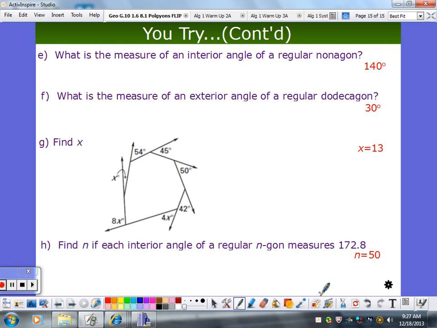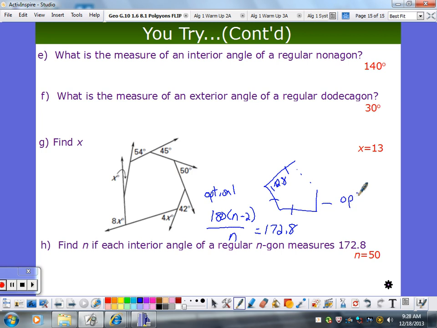So here's what I got. E is 140, and F is 30. Yes, question? H. Okay, so H is where option one, option two come in. Each interior angle of a regular n-gon is 172.8, so I've got some polygon, and each one of these is 172.8, and it's regular. So how do I find the angles of a polygon when it's regular? I can do 180 times n minus 2, which is the sum of all the angles, and divide by n. And now it starts getting a little messy with the math. That's option one. And you can solve it, it'll work.